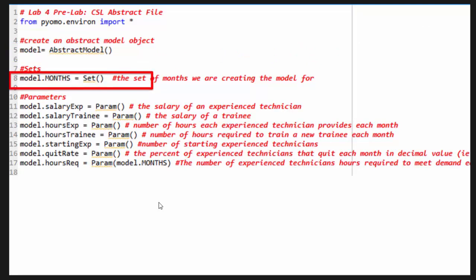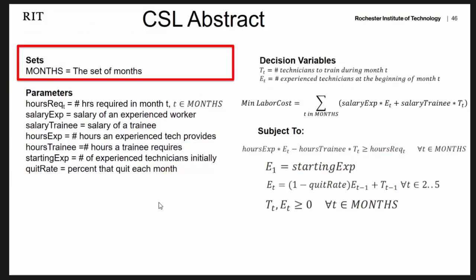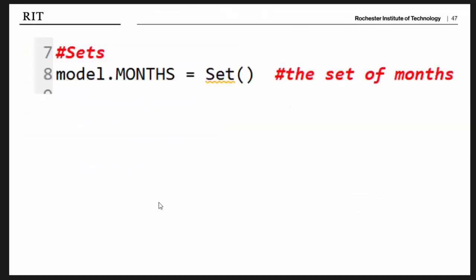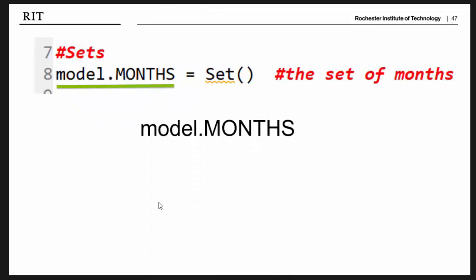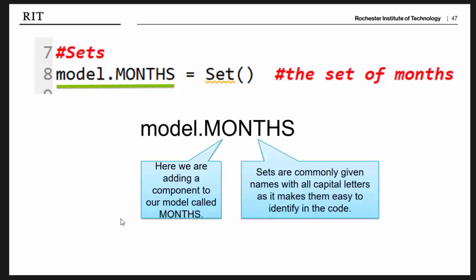Coming up next, let's define our sets. In our abstract formulation, we're going to be coding this line here that says sets, and then we have the set of months. Looking more closely at these lines in Pyomo, first we see model.MONTHS. Here we're basically adding a component to our model object, and the component is called MONTHS. You'll see that it's written in all capital letters. It's a fairly common convention to name sets with all capital letters. One of the reasons is because it makes them really easy to identify in our code.